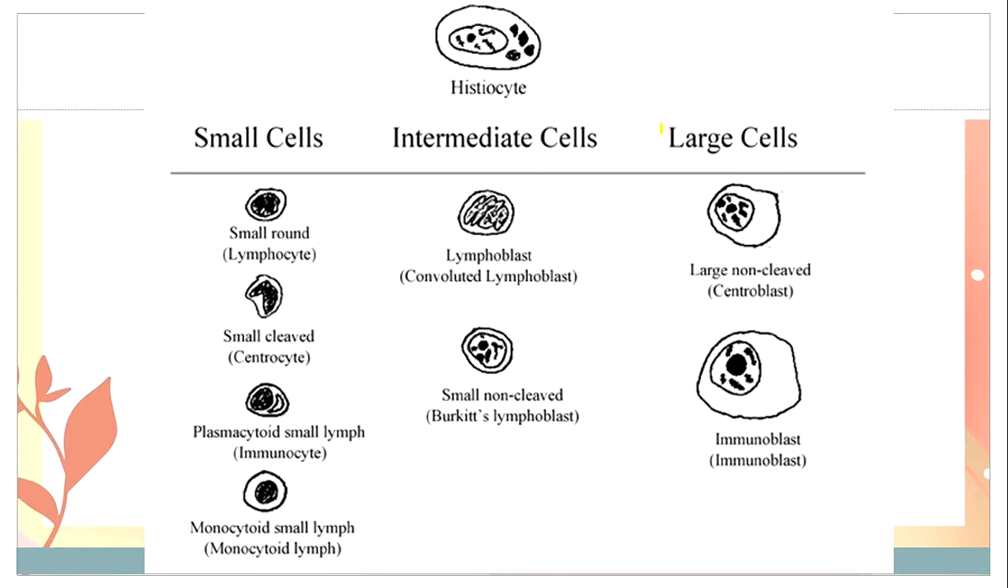Various types of cells which are encountered in lymphoma include small cells. Small cells include lymphocyte, which are small and round, centrocyte, which have a cleave at one end, immunocyte, which have plasmacytoid appearance. They have eccentric nucleus, and monocytoid lymphocyte. The intermediate cells include lymphoblasts with convoluted nucleus and Burkitt's lymphoblast, in which the nucleus is small and non-cleaved. The large cells are encountered in high-grade lymphomas, and these include centroblast and immunoblast.